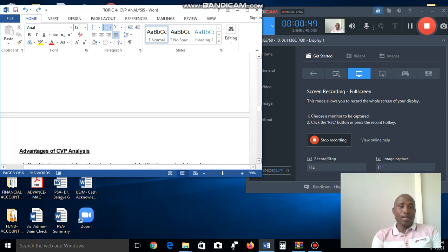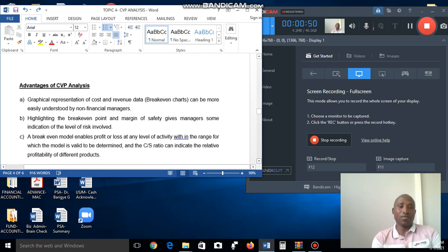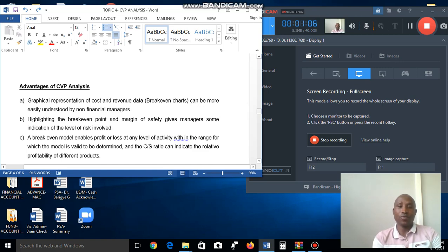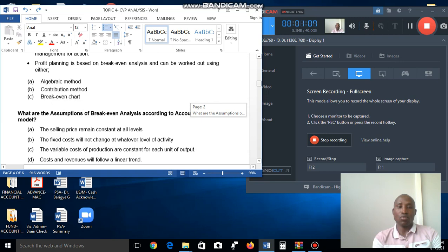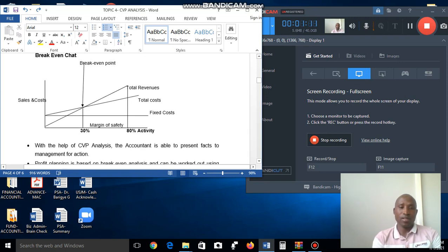Then let us move down. Advantages of CVP analysis. The graphical presentation of cost and volume data in a break-even chart can be more easily understood by non-finance managers. This graph can easily be understood because it clearly shows a line, a curve for our total revenues, and this is a curve for our total costs.